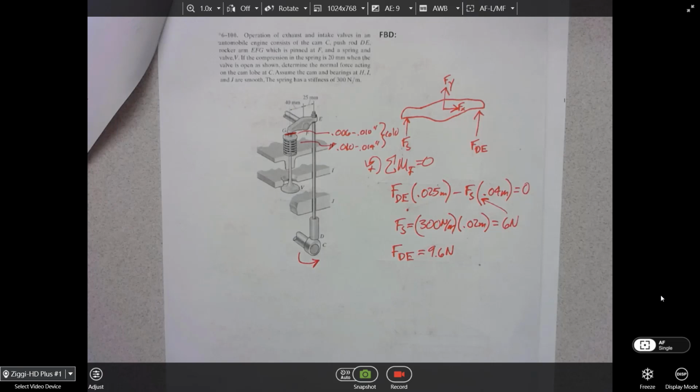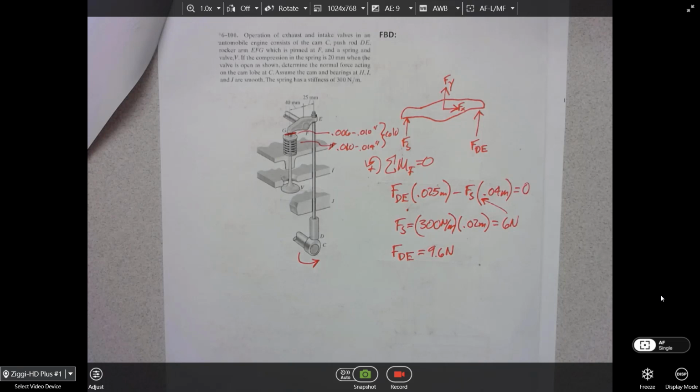I think it's going to be like 10 or something crazy like that. 9.6? 9.6 newtons. Okay. Six newtons, we're doing faster.